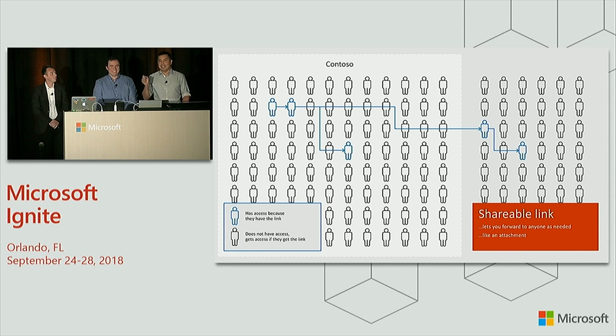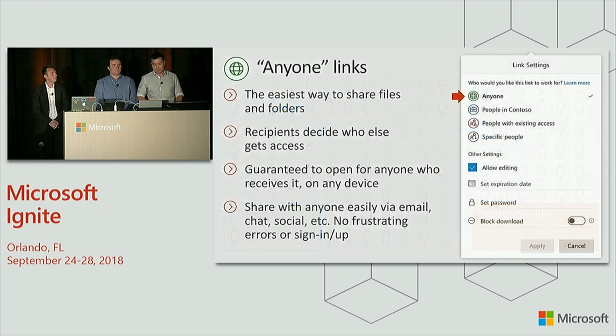What's really key here is that if they don't have the link, they don't have access. So again, it's kind of like an attachment, right? You send an attachment, you have to have it to get access. So as you see, anyone links are the easiest way to share files and folders. You simply type a name, hit send, recipients get to decide who else gets access by passing them the link, and that link is guaranteed to open for anyone on any device, anywhere in the world.